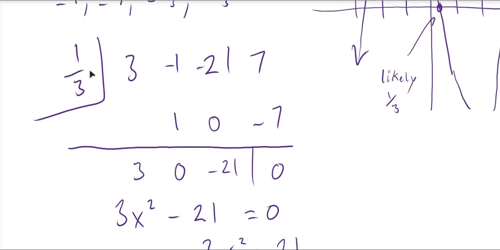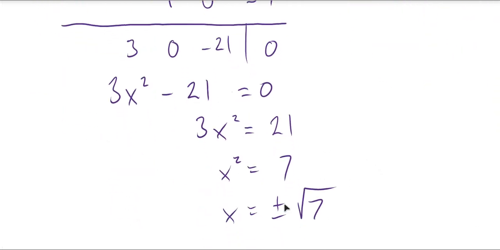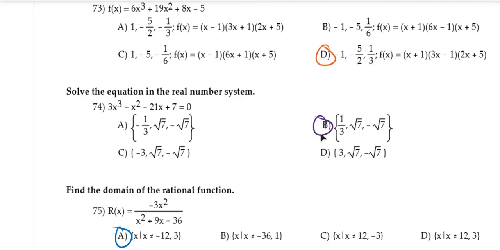If we do that, if we put 1/3 in here as our root, positive 1/3, and we try that synthetic division, we're going to find that it is indeed a factor. We get 0 remainder, and the cofactor, the other polynomial, is going to be 3x squared minus 21. Solving that equation, we could just use the square root property to get x is equal to plus and minus the square root of 7. And these are the answers given by B.